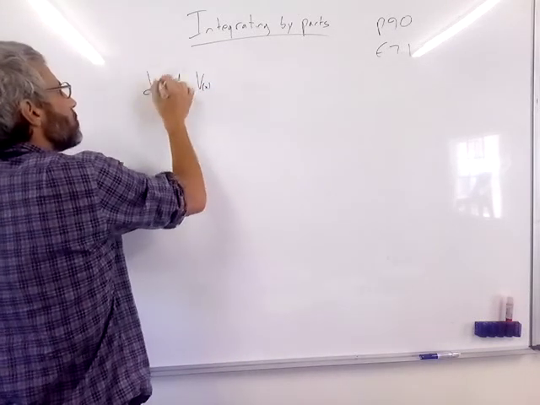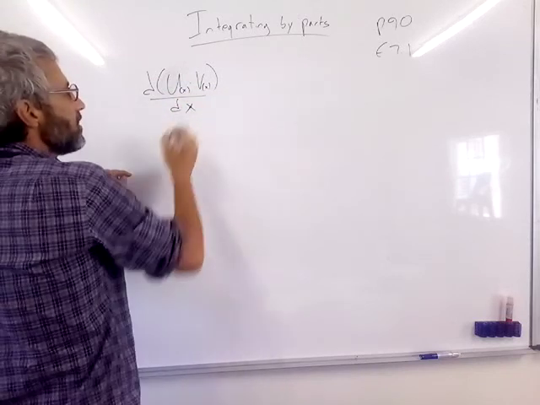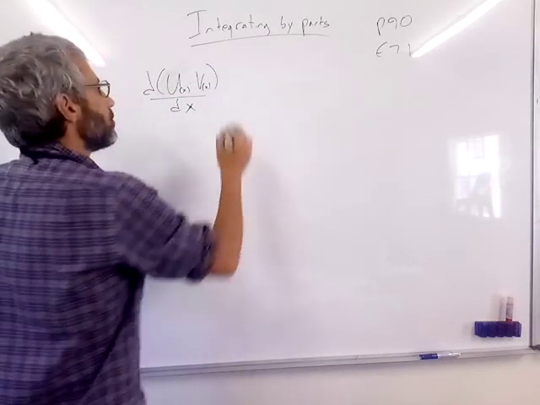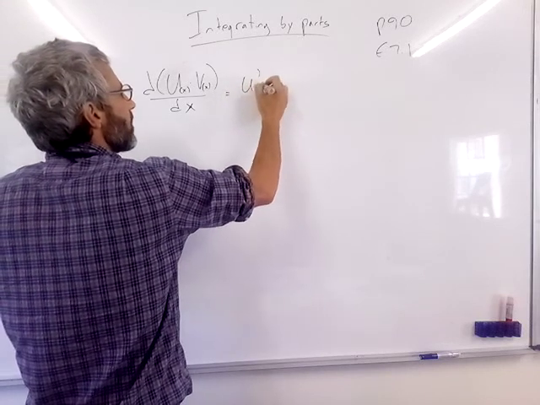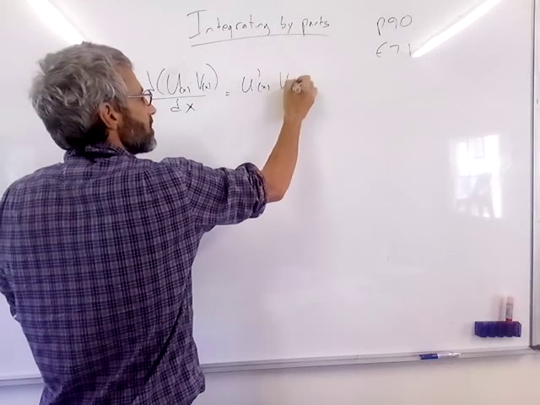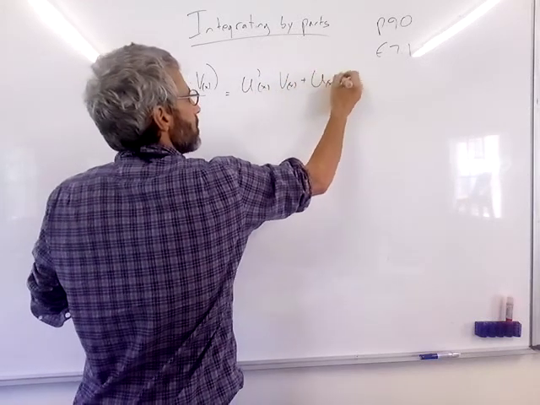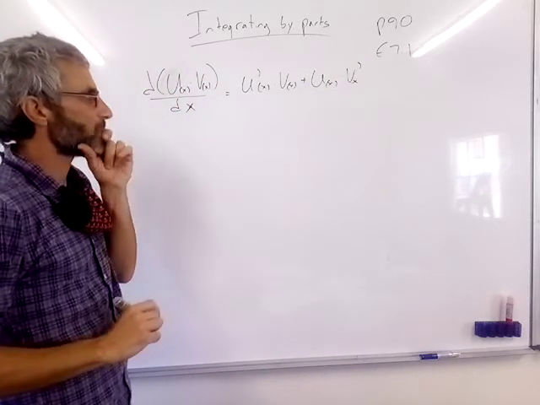Now I want to do the derivative of them with respect to x. Each one of them is a function of x. So that, if you remember, is the product rule. And what we know is that it's basically going to be u prime of x, the derivative of u with respect to x, times v of x, plus u(x) times v prime of x, the derivative of v of x.